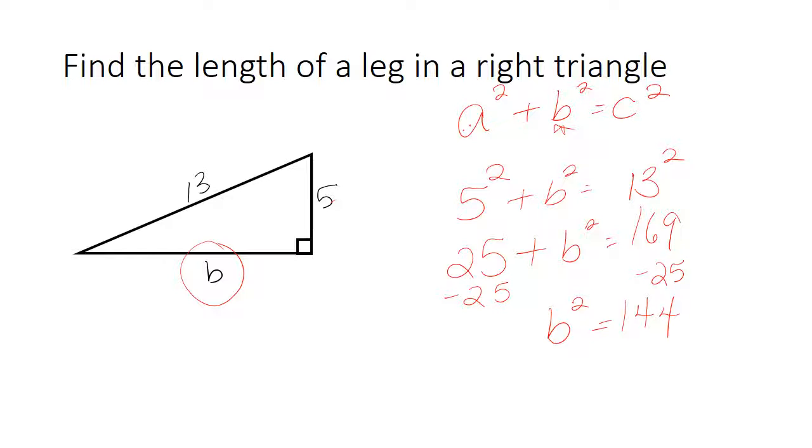This is also a perfect square. I happen to know that 12 squared is 144. So when I take the square root of b squared and the square root of 144, I'll get b is equal to 12.